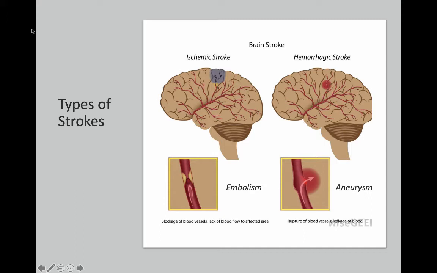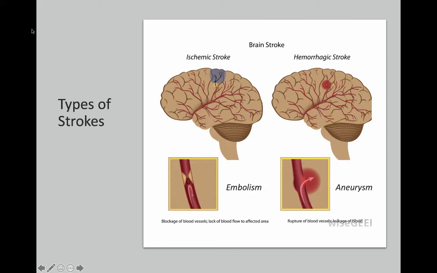Another type of stroke is called a hemorrhagic stroke. And you remember we learned the word hemorrhage earlier and said that it referred to bleeding, especially internal bleeding. So this type of stroke is caused by exactly that, a bleed into the brain. The area where the bleeding occurs is called an aneurysm.